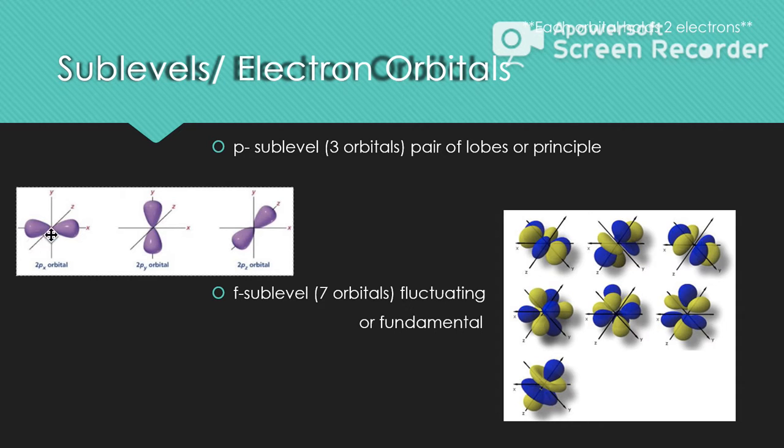Then we have our P sublevel. It only has 3 different orbitals. It gets its name from being a pair of lobes, or principal. It has 3 different ways that you can turn those pair of lobes. That's your 3 different orbitals for the P sublevel.